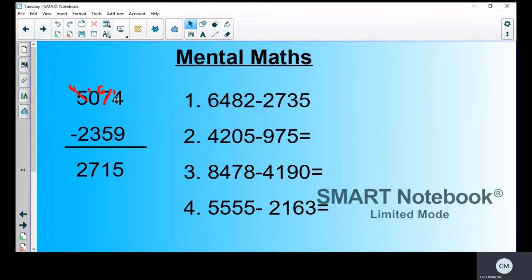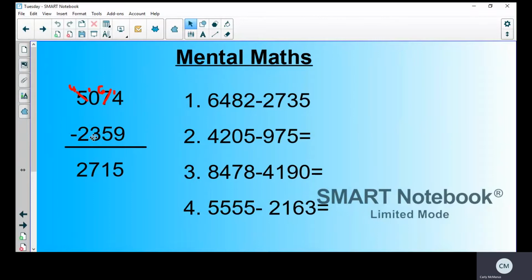When you're doing subtraction, you put the biggest number at the top. So 4 take away 9, I cannot do. So I need to borrow from the 7, carry the 10 over to make that 14. And then I've got 6 tens left. 14 take away 9 is 5. 6 take away 5 tens is 110.